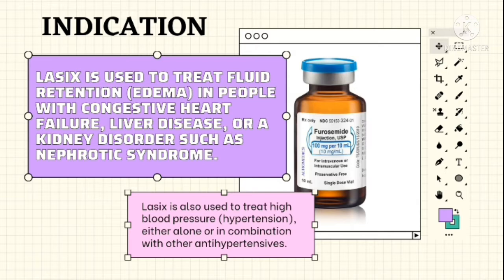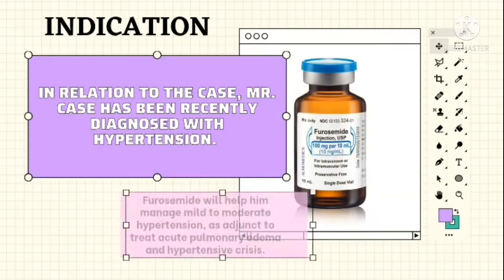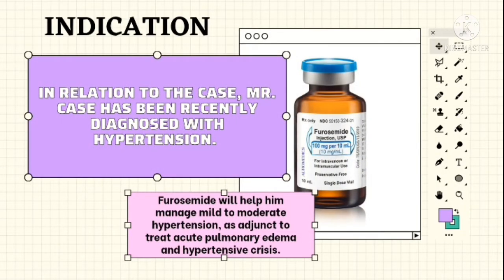Lasix is also used to treat high blood pressure or hypertension either alone or in combination with other antihypertensives. In relation to the case, Mr. Case has been recently diagnosed with hypertension. Therefore, furosemide will help him manage mild to moderate hypertension as adjunct to treat acute pulmonary edema and hypertensive crisis.